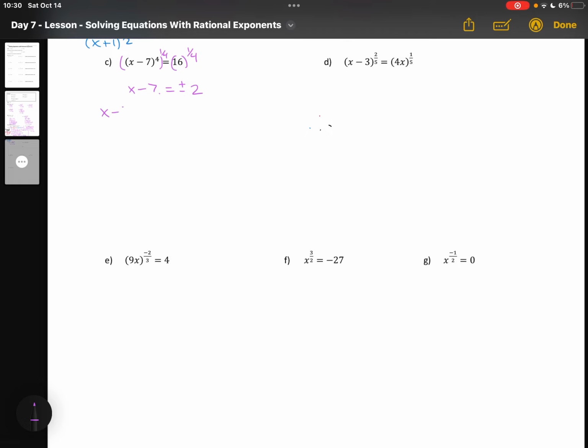So let's solve these two equations. I've got x minus 7 equals positive 2, and I've got x minus 7 equals negative 2. Solving for that gives me positive 9 and negative 9.